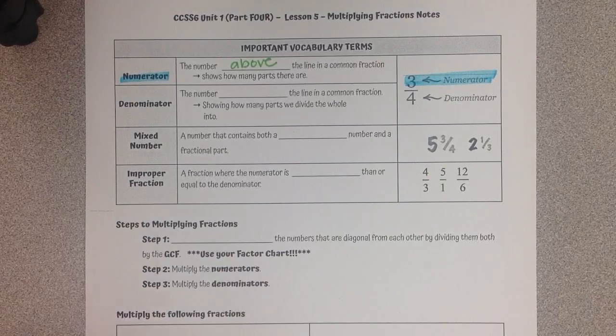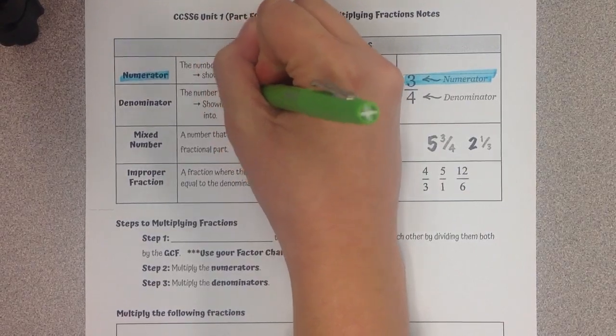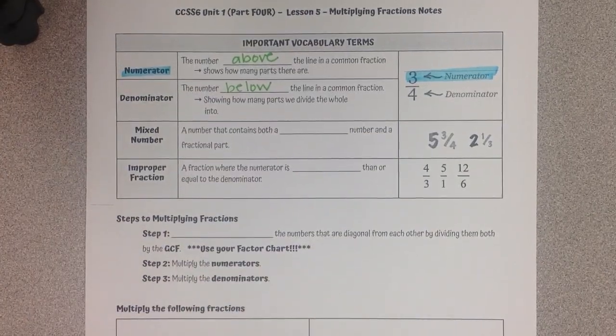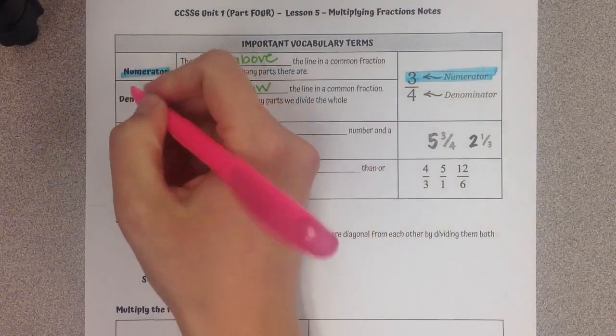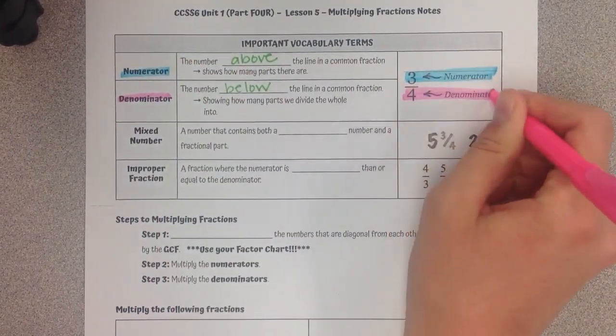Okay, and then our next term is denominator. So the denominator is the number below the line in a common fraction. This one shows how many parts we divide the whole into. So I'm going to take my second highlighter, highlight denominator in pink as another visual.